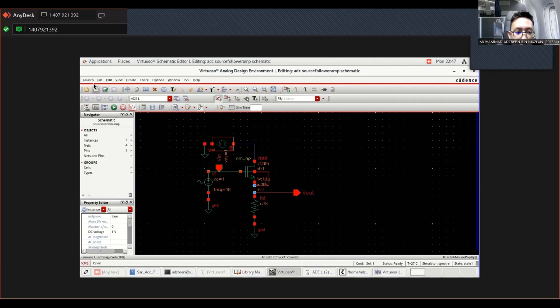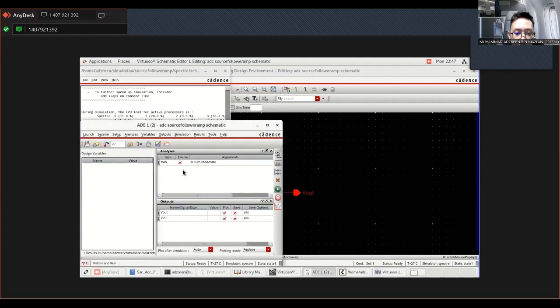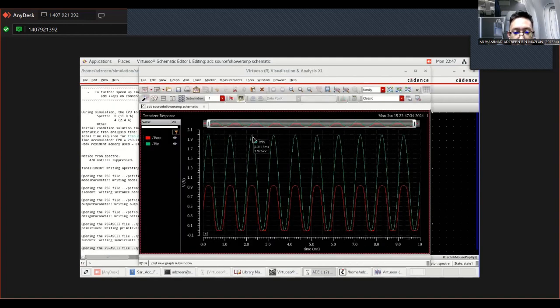So when we simulate it using the Cadence environment, using the transient analysis of 10 milli, this is the waveform that we achieve from the circuit that we designed, where the V in is higher than the V out. V out at peak is 939 millivolt, and the V in is almost 2 volt.